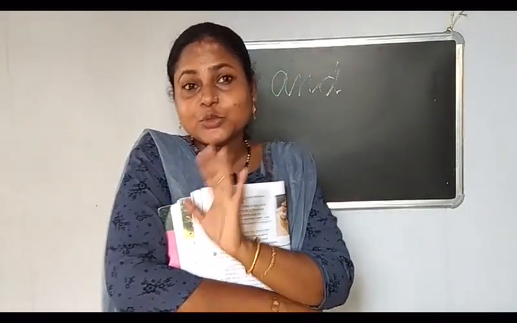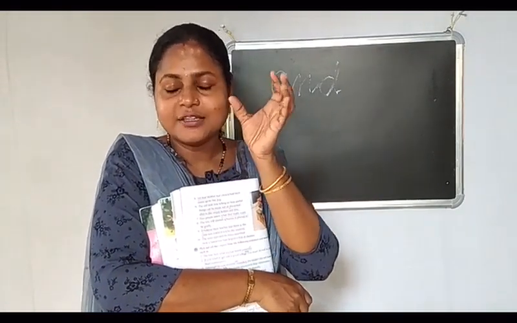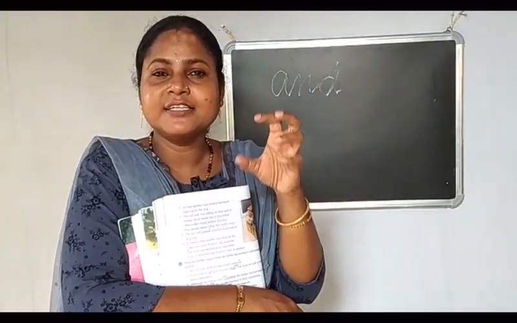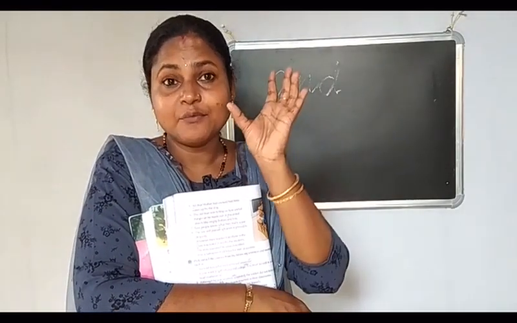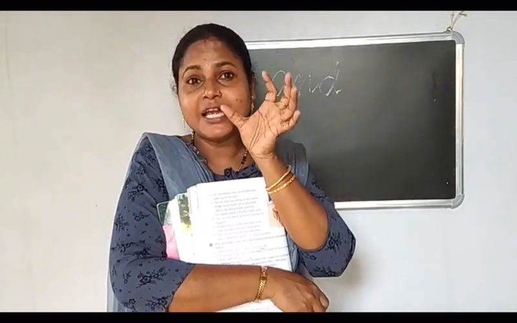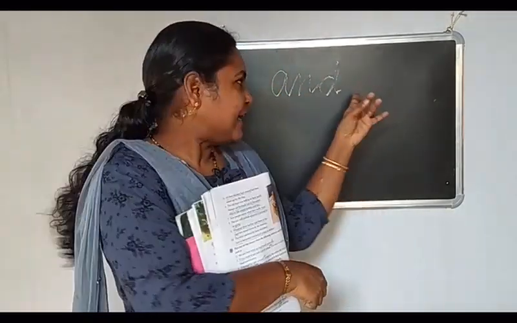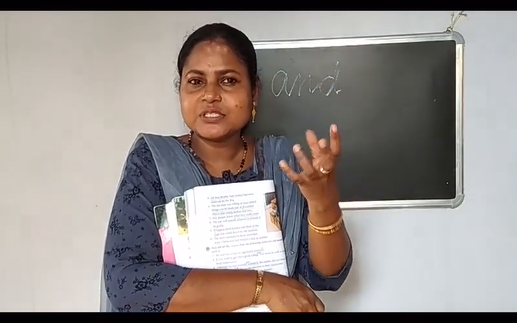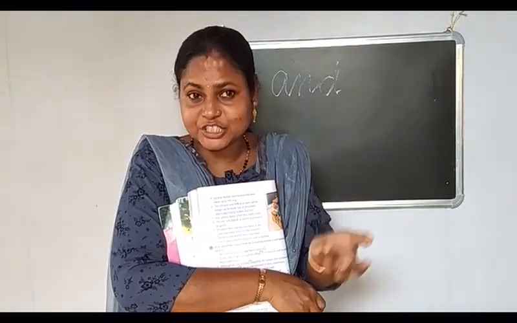And is used to connect two things which have equal importance. First of all, these and, but, or, all these things, they connect two words or two groups of words or two sentences which have equal importance. Okay, so when we come to this and, we can say that this one is used to show or add something in addition to something.